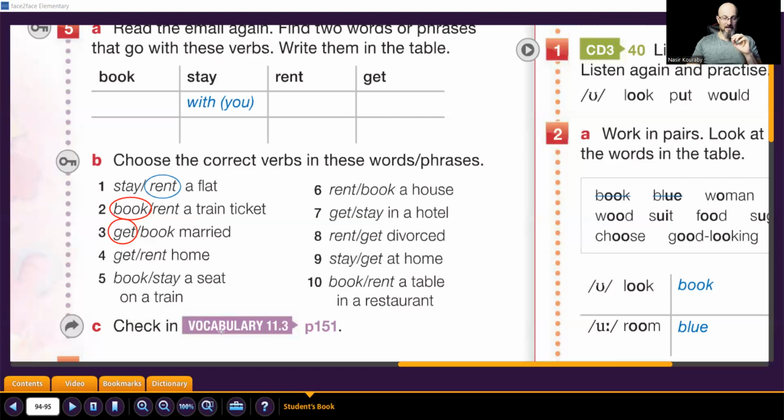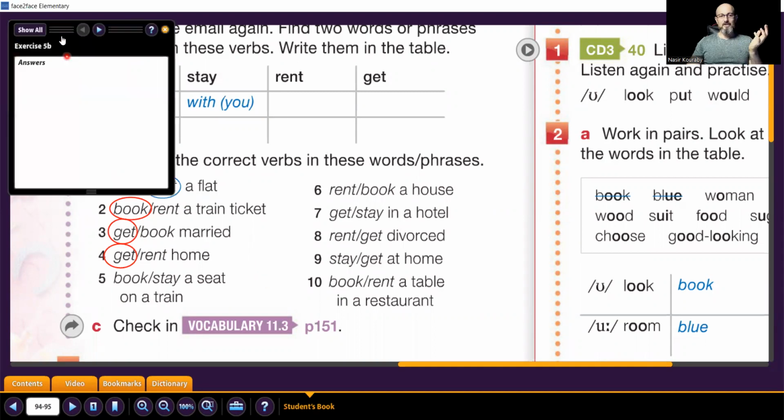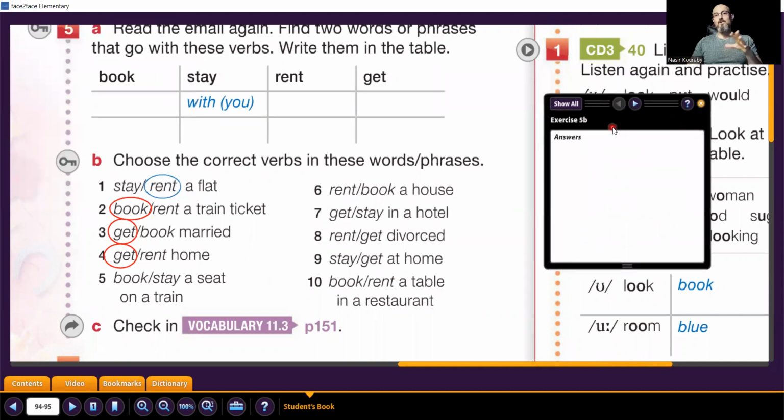You finished the exercise. Okay, so number 4, we say get home or rent home. Okay, we say get home. But we can't say rent home. Okay, now for rent, you rent a house. Home means something for you. Okay, you cannot rent a home. You rent a house, rent a flat.